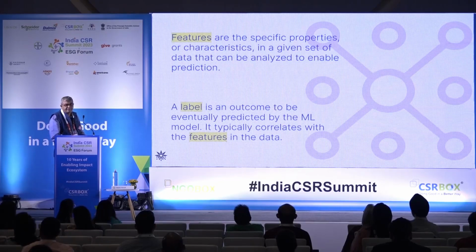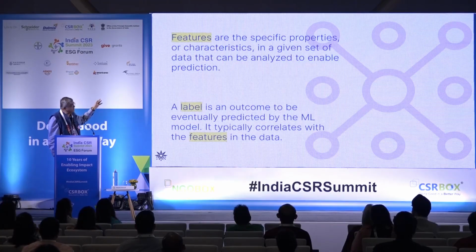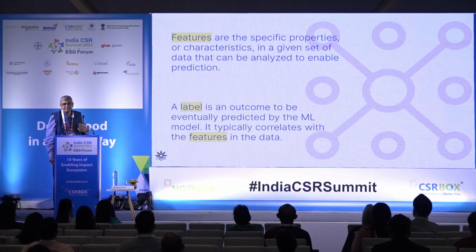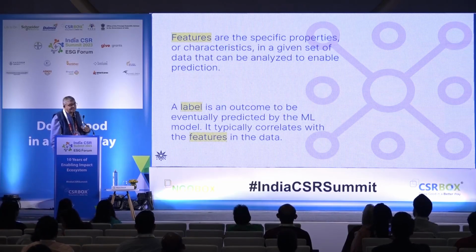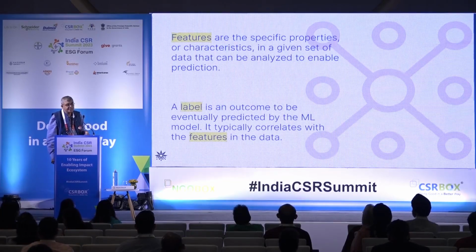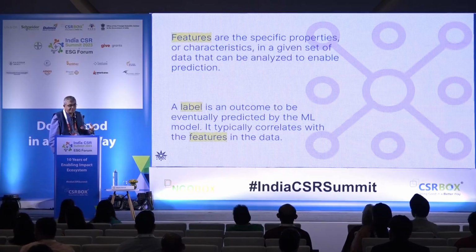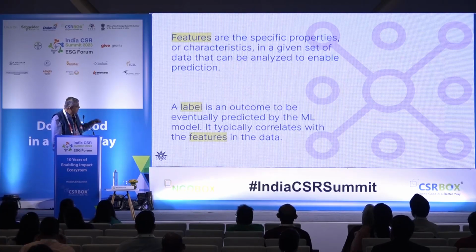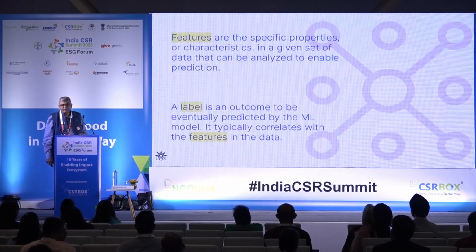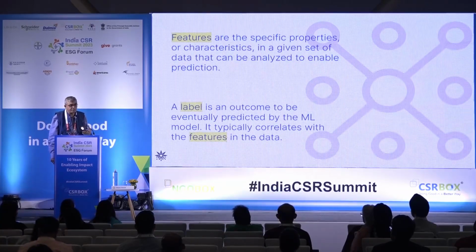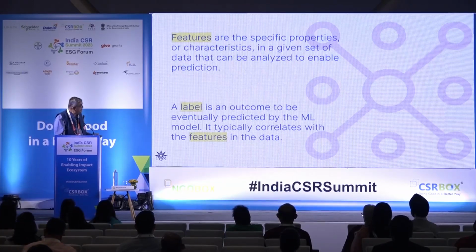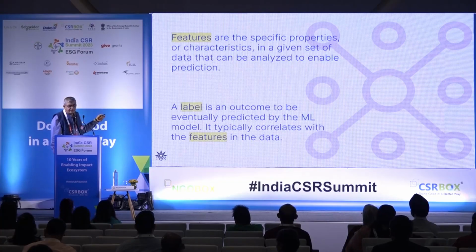So data, as I've already alluded to, consists of two parts. You have the features of the data, which are the specific properties or characteristics in a given set of data that can be analyzed for prediction. So in a sense, if you come from the world of statistics, the features are the independent variables of a data set. And a label is really the dependent variable or the outcome. The label is what you want to predict. What the AI learns is this mapping from features to labels. Okay?